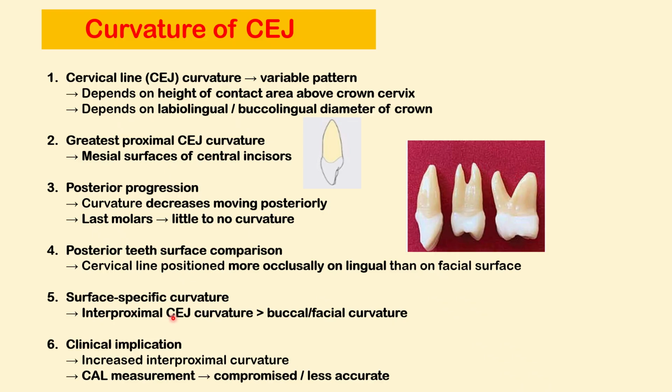Coming to the surface specific curvature, the interproximal CEJ curvature is going to be more as compared to the buccal or the facial curvature. The clinical implication is that whenever increased interproximal curvature is present, CAL measurement is compromised or less accurate.